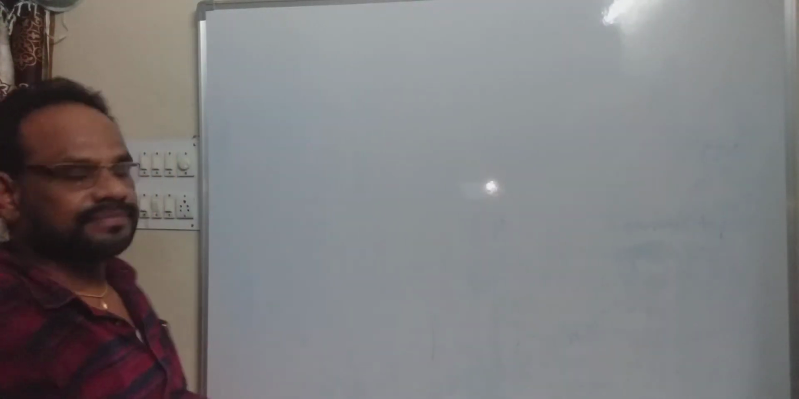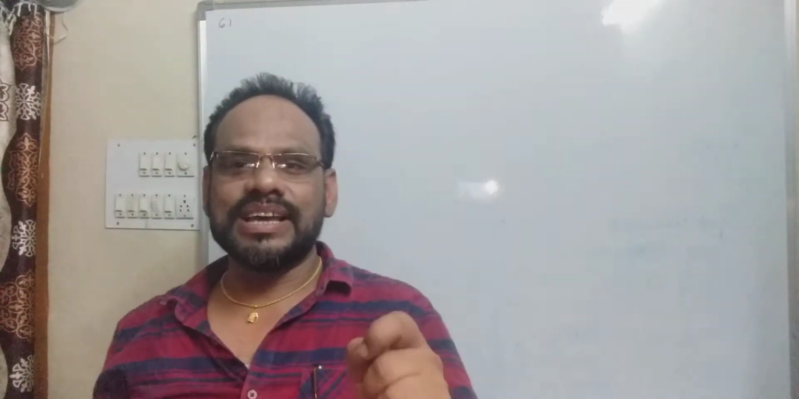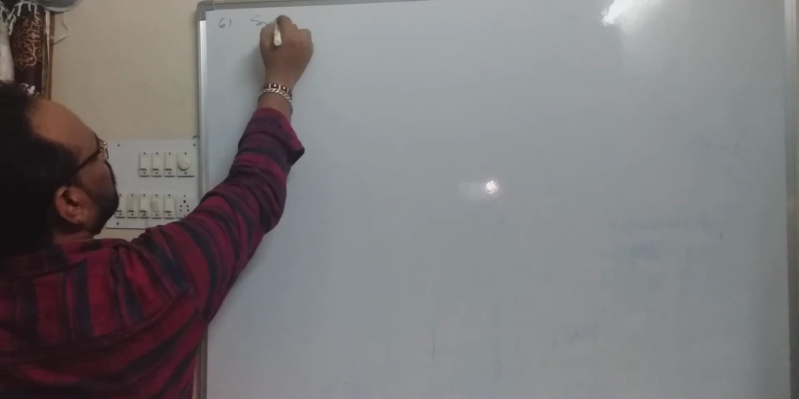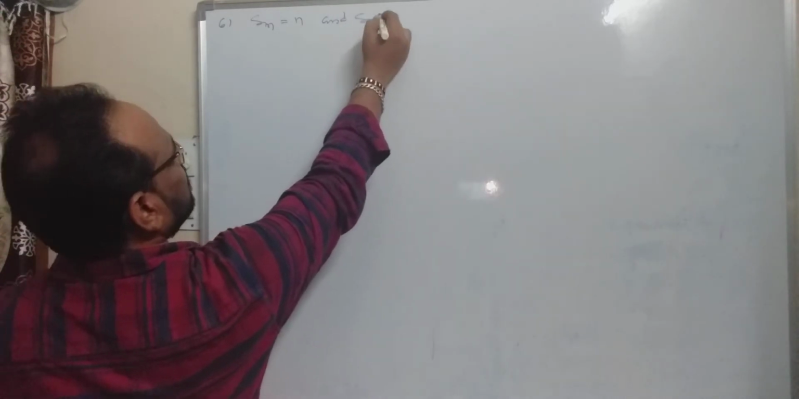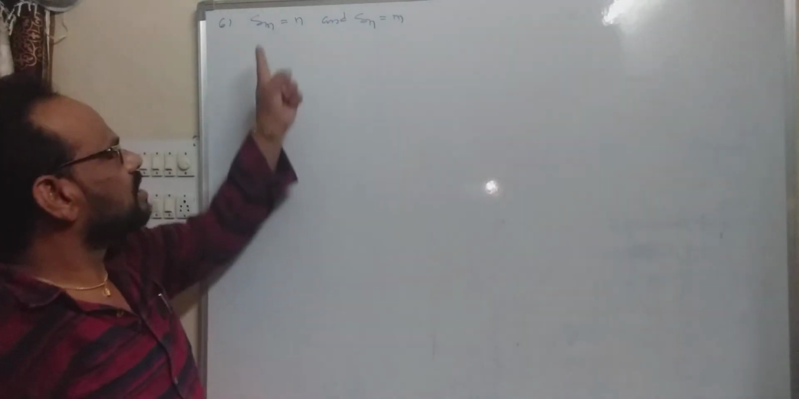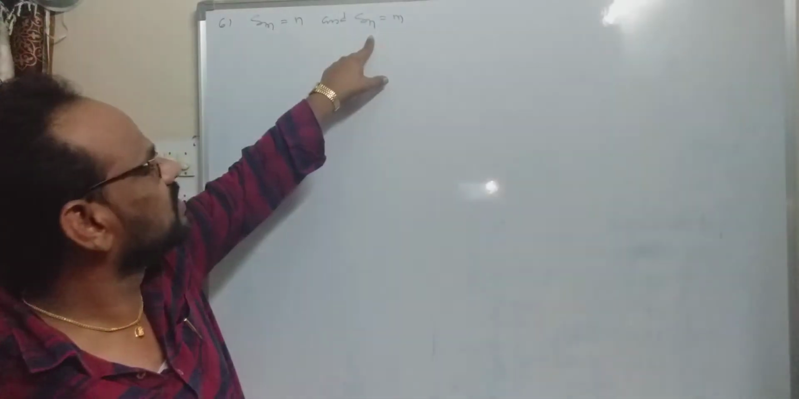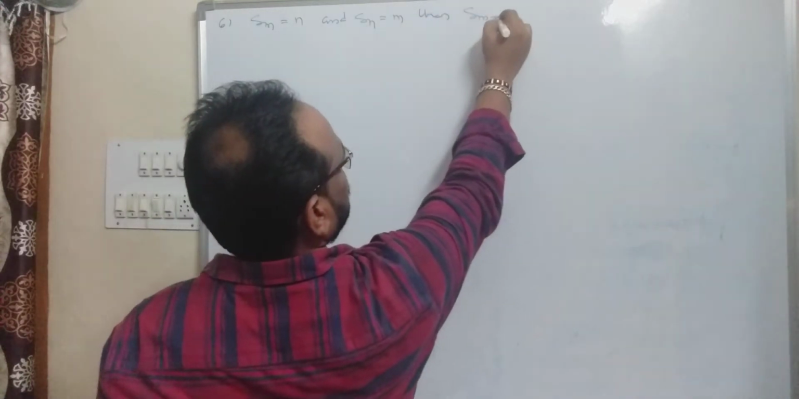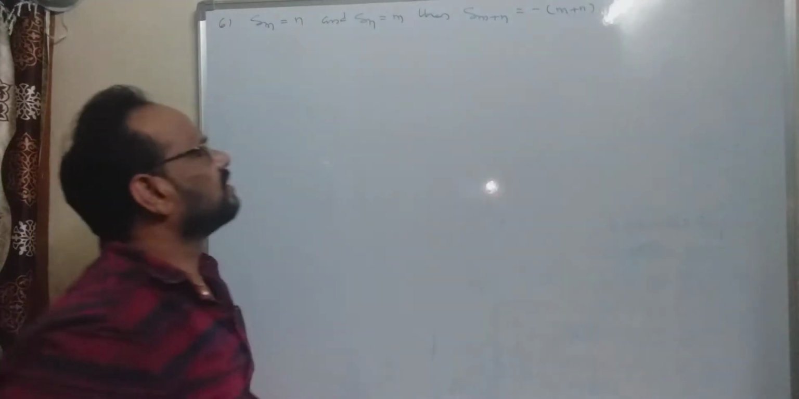Next, sixth property. The sum of the first m terms is n, and the sum of the first n terms is m. Then the sum of the first (m plus n) terms is always minus times of (m plus n).